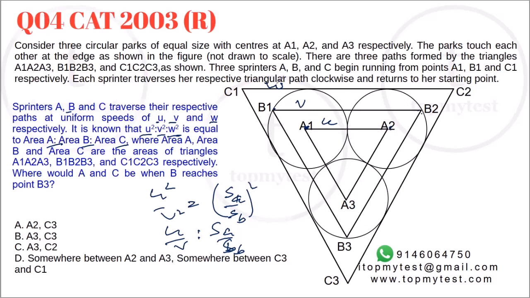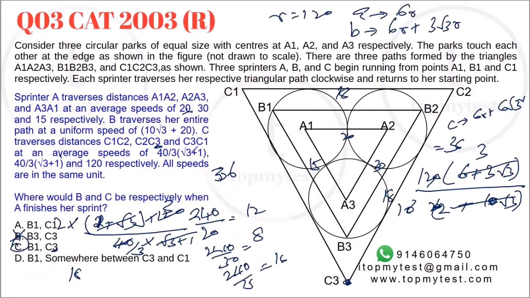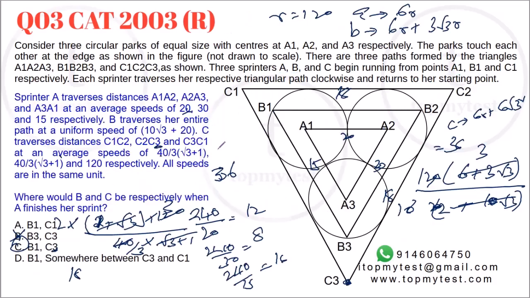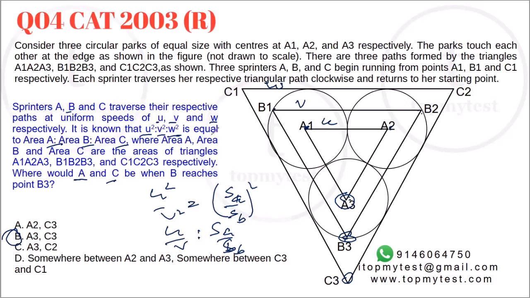Question is, where would A and C be when B is at point B3? So when B reaches point B3, A would have gone from A2 and then to A3 and C will have gone to C3. So since each of them reach the end points at the same time, it is pretty straightforward. A3 and C3, option B is your correct choice. So from these three, second one required some amount of work, but all the work was done in the first one. Once you do this in about 8 minutes, you can solve 3 questions straight away.